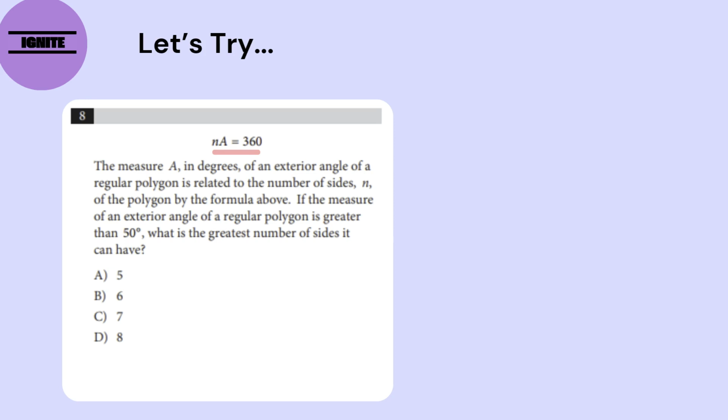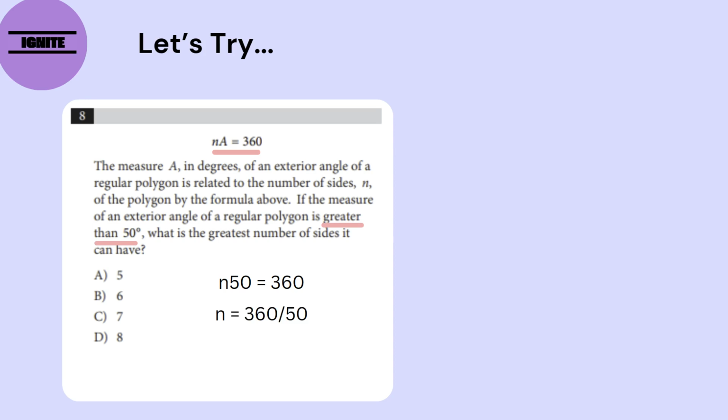We know that the general formula is n times a, which equals 360, and that the regular polygon has an exterior angle which is greater than 50 degrees. So if we know that the angle is 50 degrees, and we know that a is the representation of degrees where n is the number of sides, we can directly substitute this in. So n times 50 equaling 360 degrees will give us a limit, and in this case, the upper limit will be whatever the answer above the answer we get is.